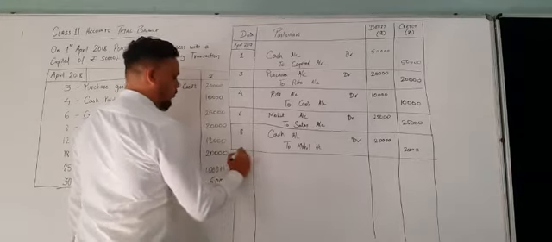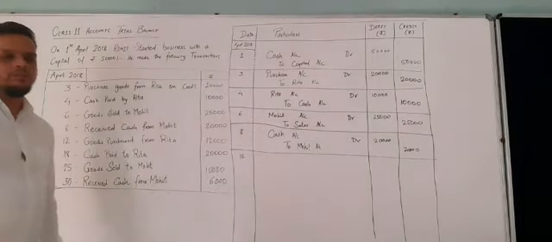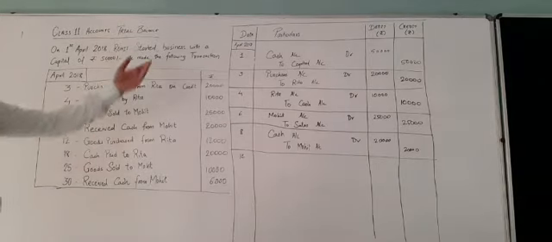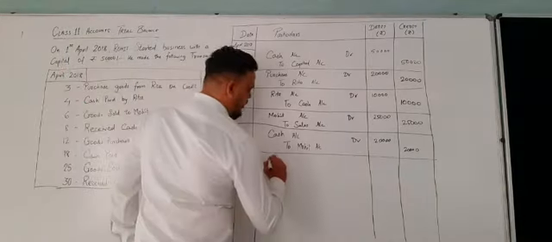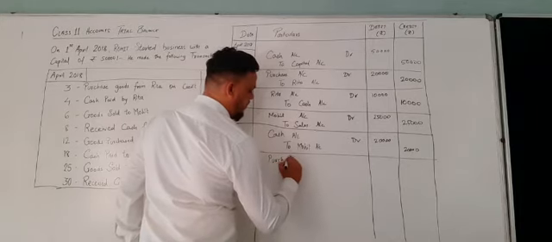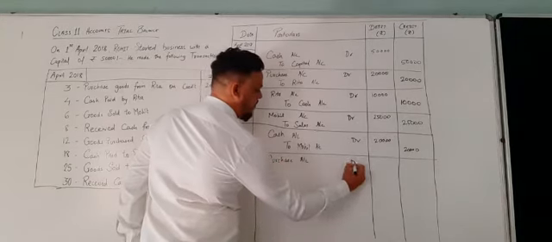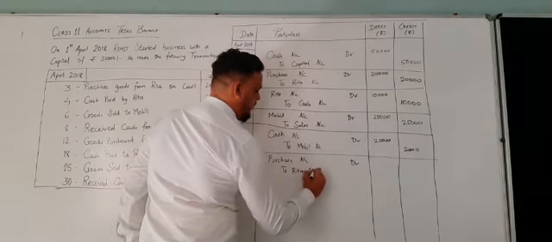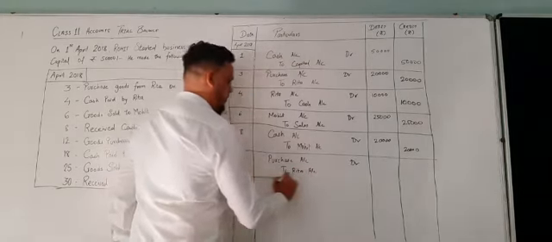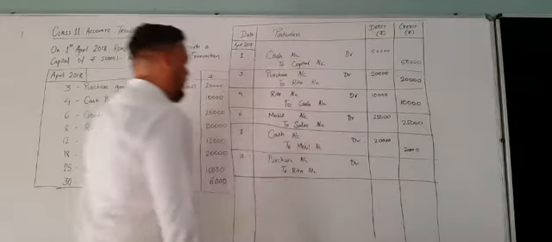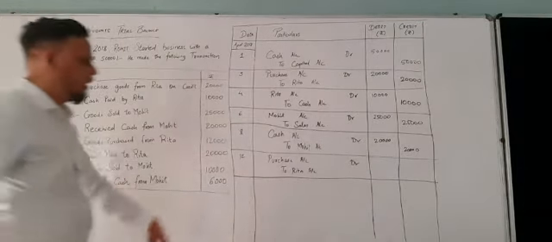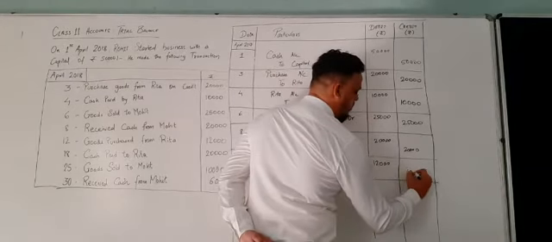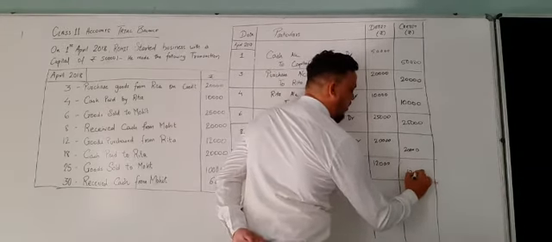Now entry number 12 has been mentioned. In entry number 12, it has been said that goods purchased from Rita. Again, the same entry will be coming: purchase account debit to Rita account. What would be the amount? The amount is 12,000. So I am writing here 12,000.